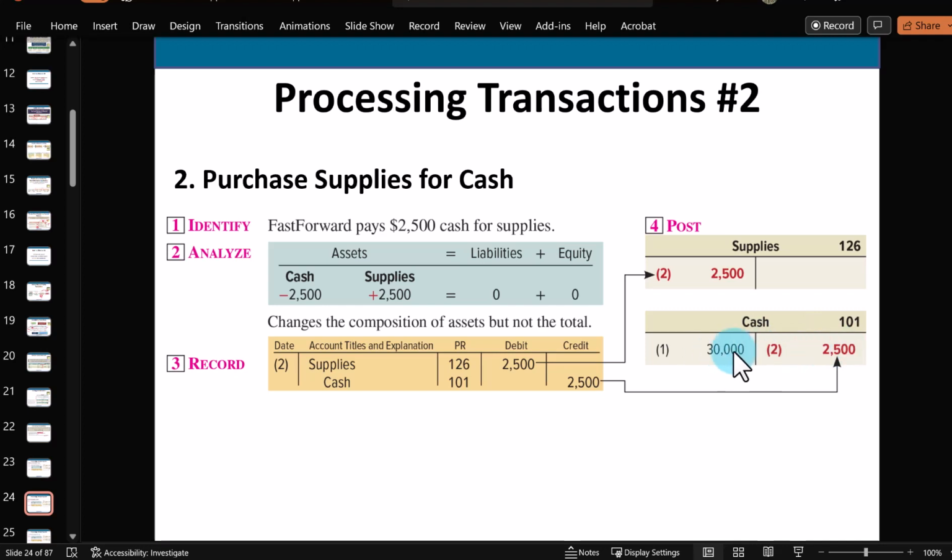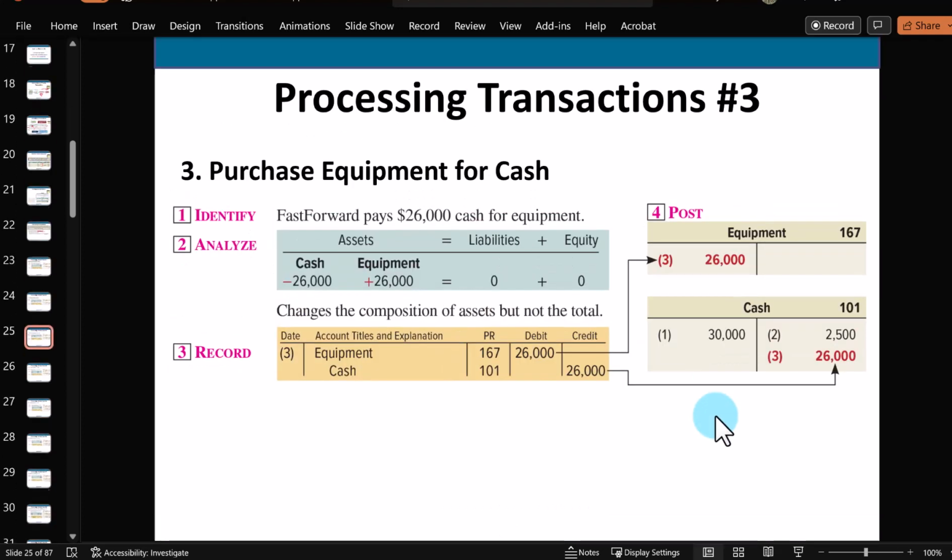So the difference here would be that looks like $27,500 left as a debit cash balance. Okay, let's take a look at transaction number 3, where we pay.